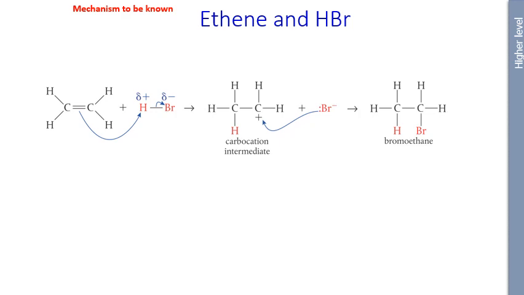Okay, so that's the mechanism that you need to know. Essentially you've got the polar HBr. The proton becomes slightly positive and the bromine becomes slightly negative. H+ is a very good electrophile. It's going to attack the electron-rich double bond, forming the carbocation intermediate on the adjacent carbon, and then the nucleophilic bromide is going to attack the carbocation, and therefore you get the associated saturated product. And you have to know this mechanism.